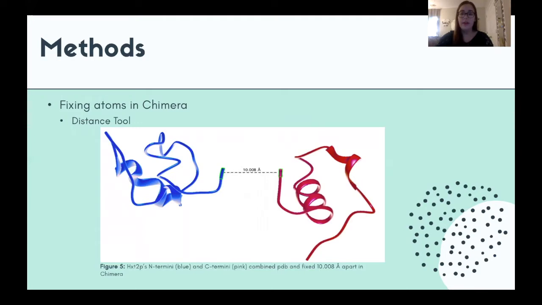Once the best model for each termini was determined, the two were then combined into one PDB file and fixed about 10 angstroms apart in Chimera using the distance tool. Although in the full protein, the two termini are actually predicted to be about 40 angstroms apart, 10 angstroms was chosen so that the two termini would be able to see each other during the simulation.